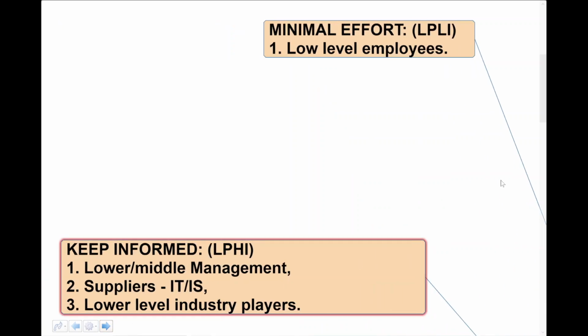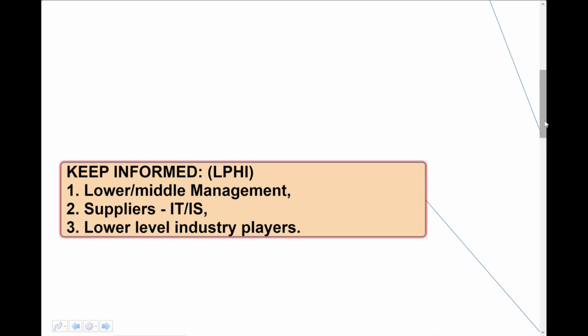Next area, a little bit more interesting. You may or may not agree with my analysis. Certainly lower and middle management for me would have low power, but certainly high interest. They're dependent upon this business for their salary. Outside of that, suppliers, there will be a range of suppliers to this particular business. I picked out IT and IS just as an example. Again, there will be a number of suppliers in this area of IT and IS within the industry within the country. For me, they're certainly highly interested, but they have very little power to do anything.